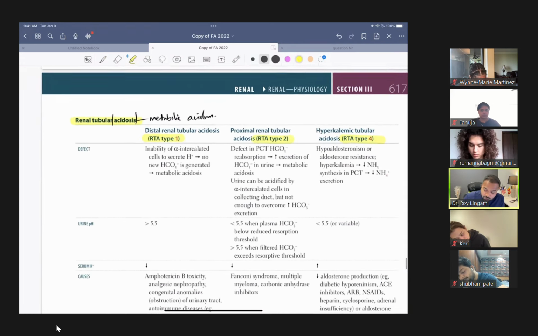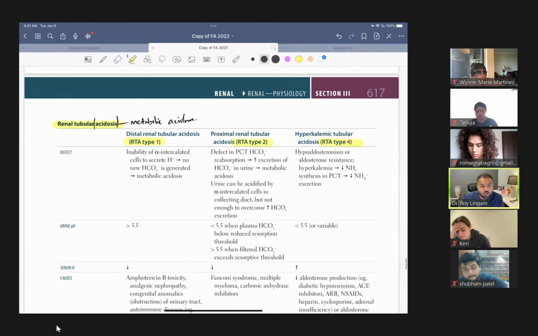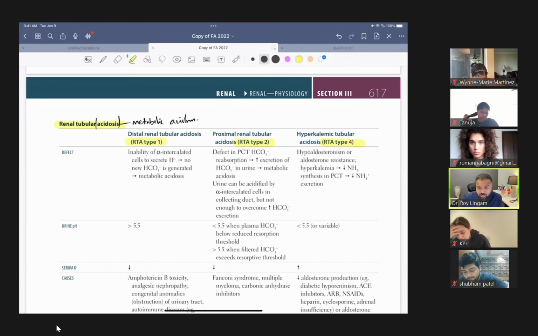Now, let's make it easy, folks. People make it so complicated, this renal tubular acidosis. We're going to make it simple. When we start, first one, I always like to start with type 2 because type 2 happens first, early in the kidney, because it's a disorder in the PCT, okay? So type 2 is in the PCT, proximal convoluted tubule.